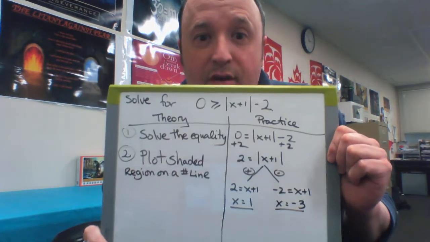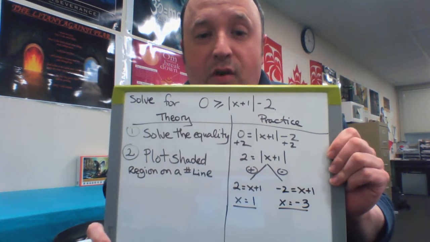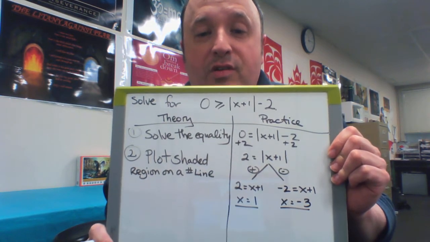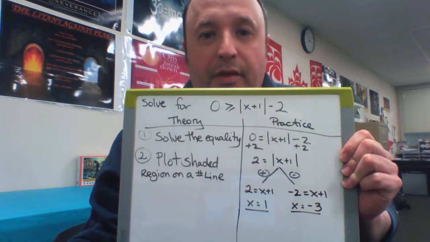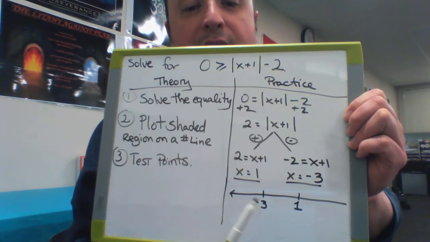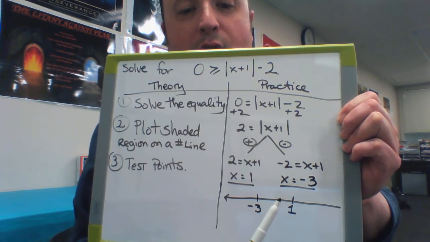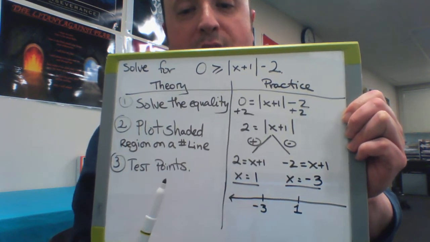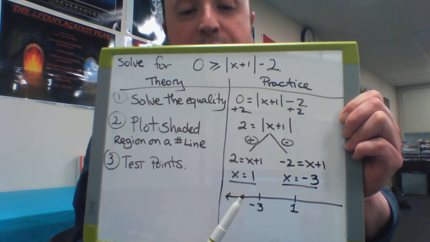But remember, we're talking about an inequality, right? So there's going to be shaded regions. And I need to figure out what those shaded regions are, and I need to do that on a number line. Okay, so there are my numbers on the number line, and I have region 1, region 2, and region 3. And I don't know which regions are true, so I have to go back to the old idea of testing points. So I need to take a point and test it.